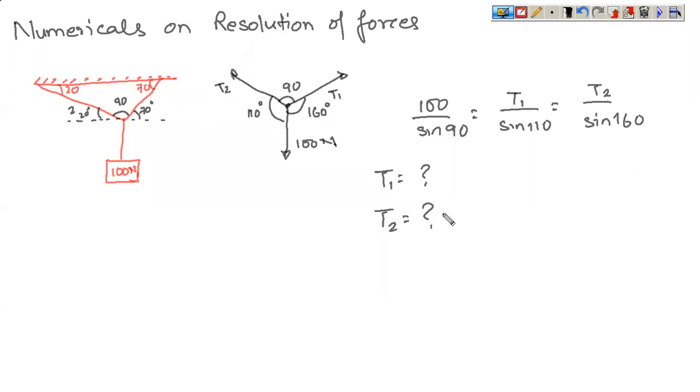Find out sigma Fx, find out sigma Fy, then R is equal to 0. So sigma Fx has to be equal to 0 and sigma Fy has to be equal to 0. If you solve using the parallelogram law of forces, then also you will be getting the values of T1 and T2.